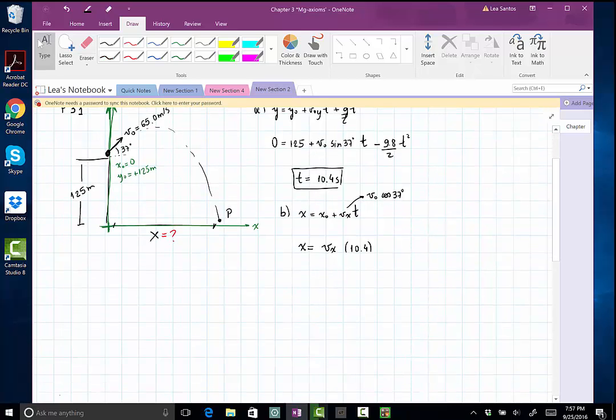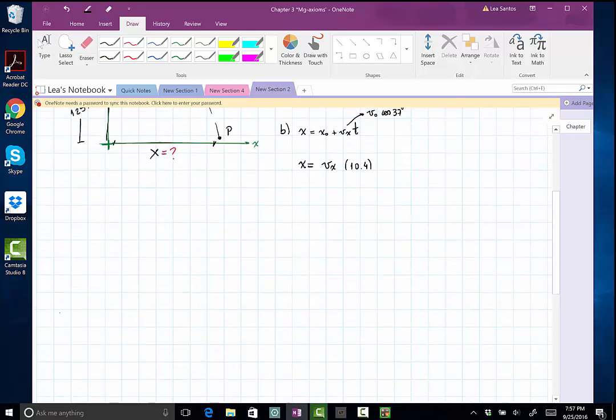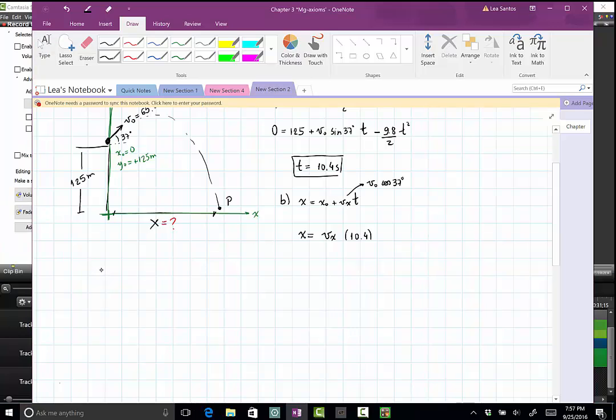Part C is at the instant just before the projectile hits point B, find the horizontal and the vertical components of its velocity. So velocity means they want the magnitude and the direction of the x component and the y component. So the x component, we know it doesn't change. So whatever we found before in solving part B is what we are going to have for Vx.